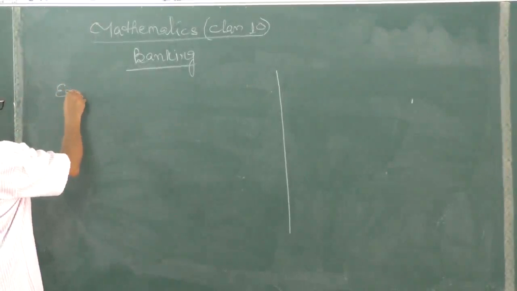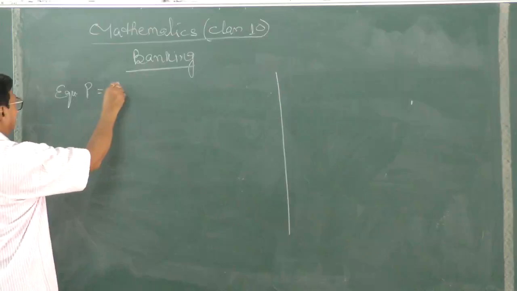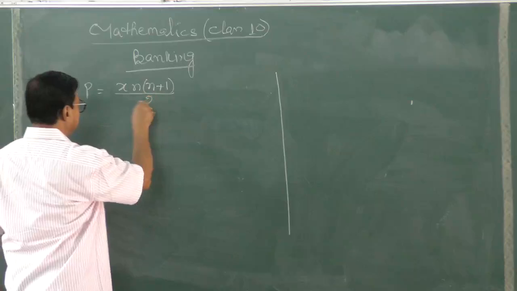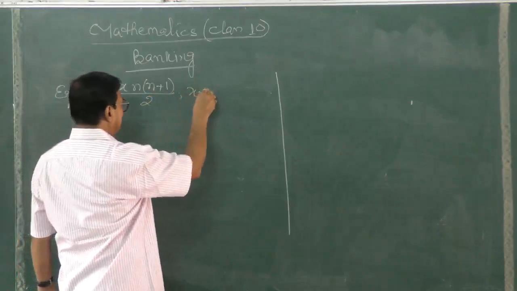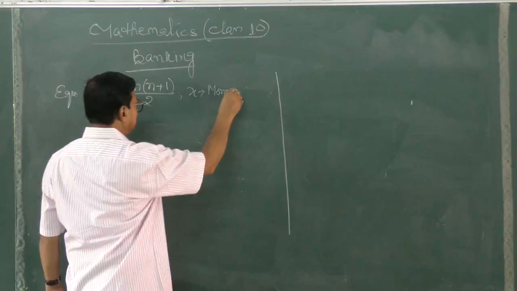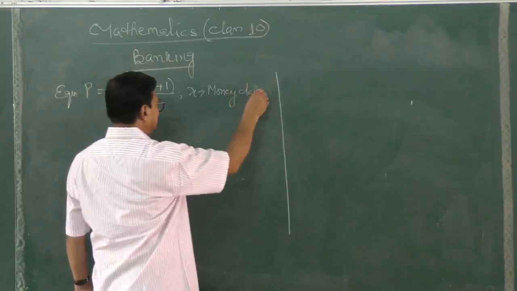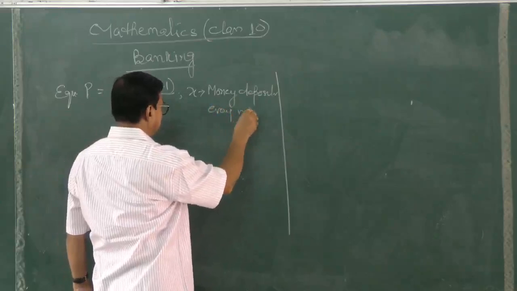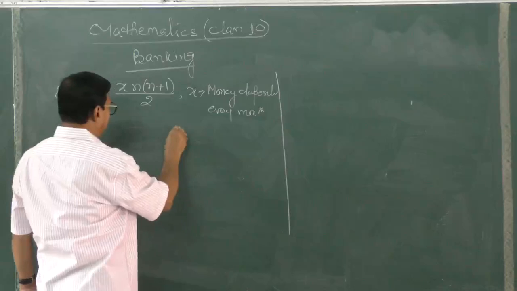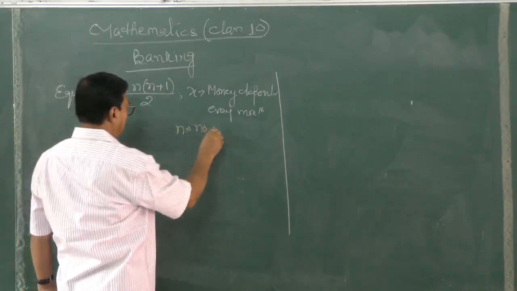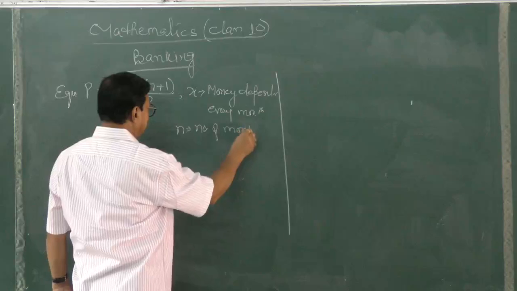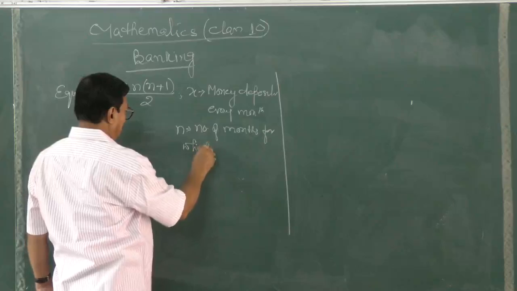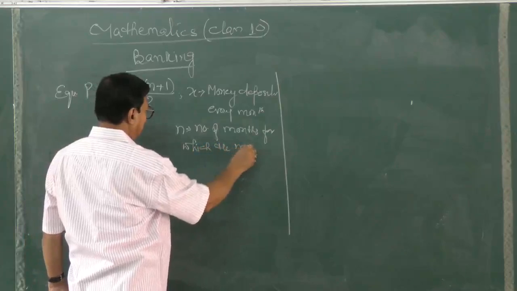So what are we getting? Equivalent principal is x into n plus 1 by 2. X is the money deposited every month. N is the number of months for which the money is deposited.